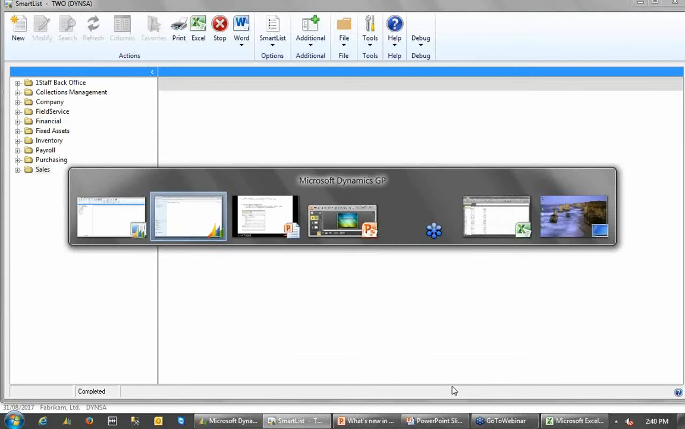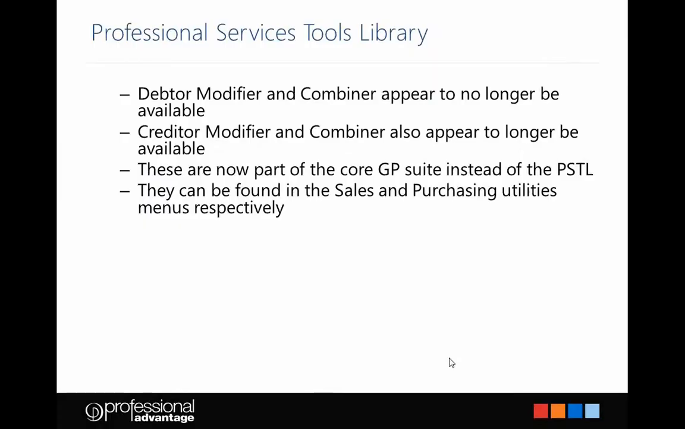For those of you who have used a GP component called Professional Services Tools Library, it's important to note that the data modifier and combiner will appear to no longer be available in what I call Pistol, PS, Professional Service Tools Library. And it's no longer there. So before anyone panics and goes to Microsoft and says, where is it? It's now part of the core GP suite. There's no additional install you need to do to use it.